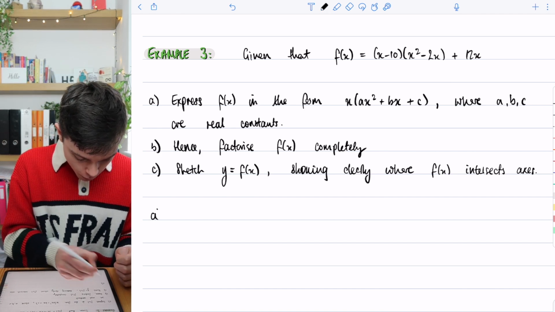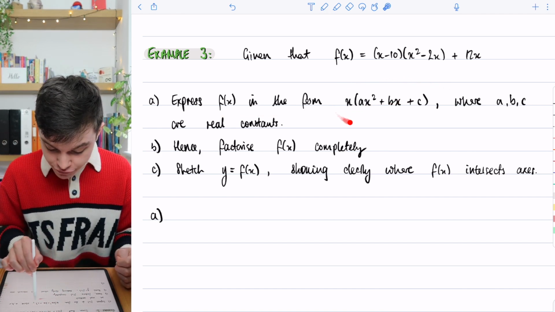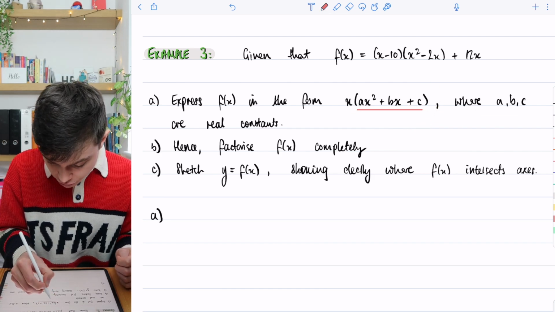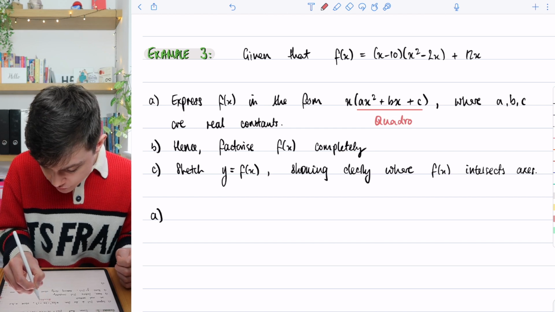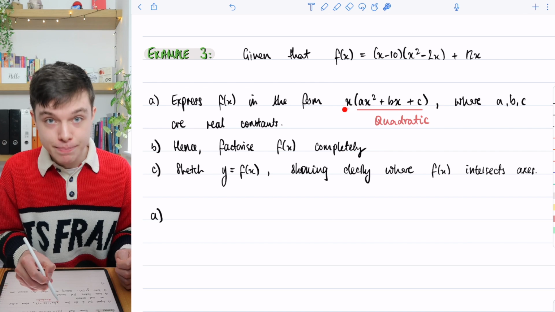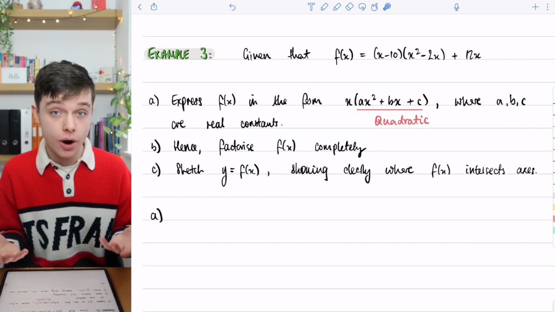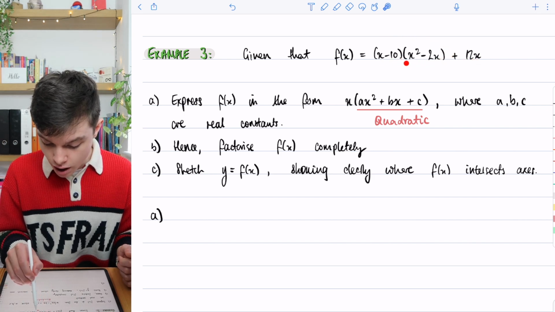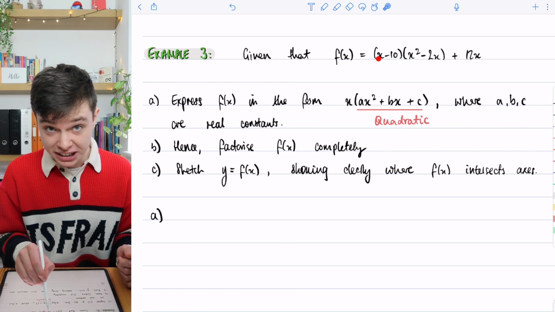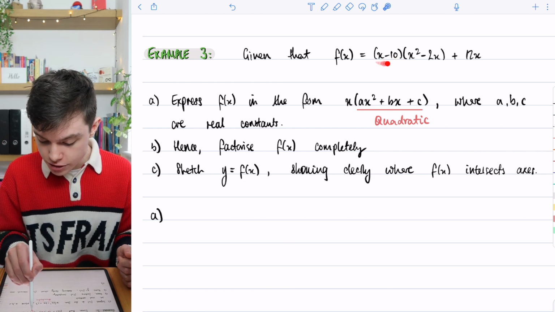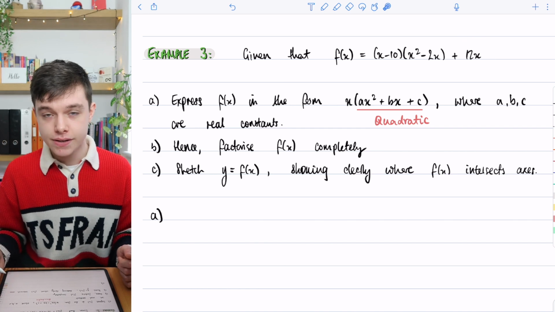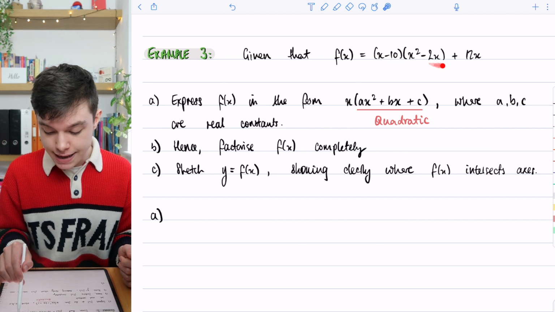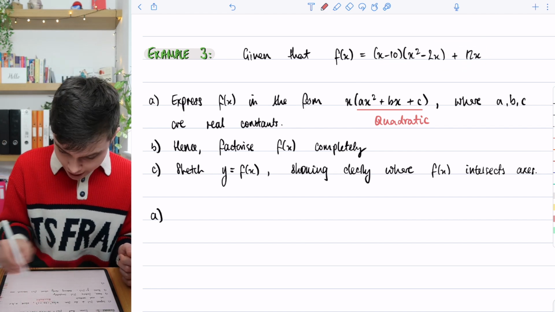So, part A. We want to express f of x in this form. This form is, well, you can see in the bracket here, this is a quadratic. And then we've got the quadratic multiplied by x. So when we expand it, we're going to get a cubic. Now we're given f of x in a bit of a strange form here. We've got two brackets, a quadratic, and then a linear factor, x minus 10. We've got those multiplied together, and then we've got this plus 12x. So the only thing I can really do is multiply these brackets out and then add the 12x. So let's do that.